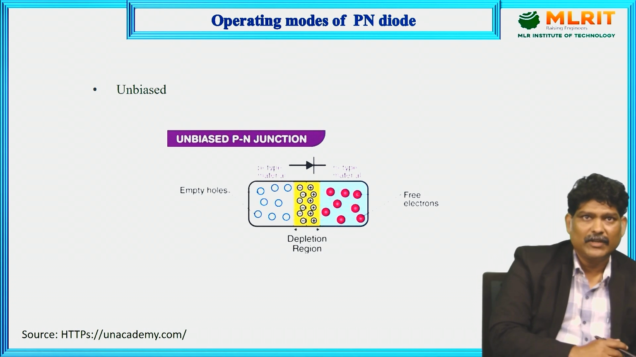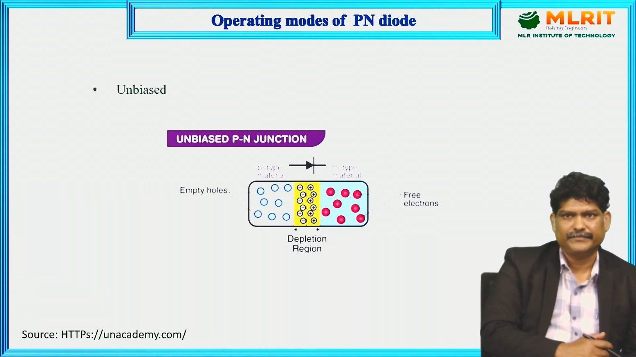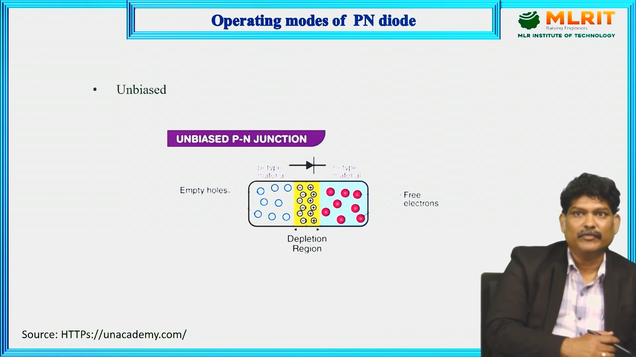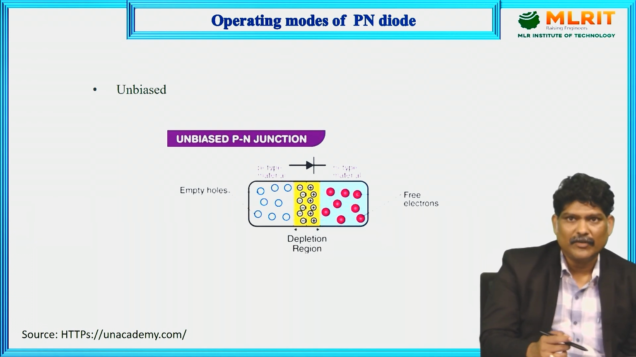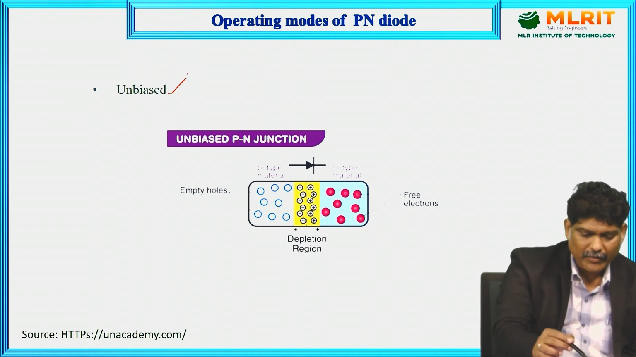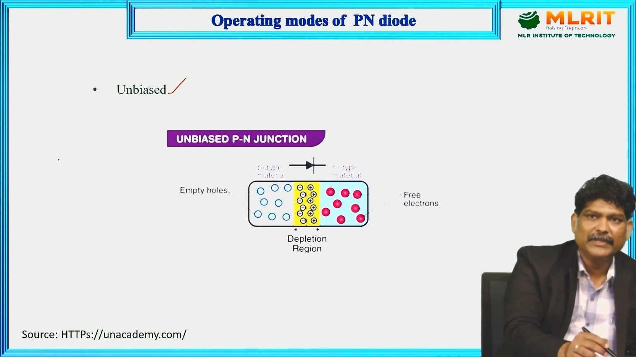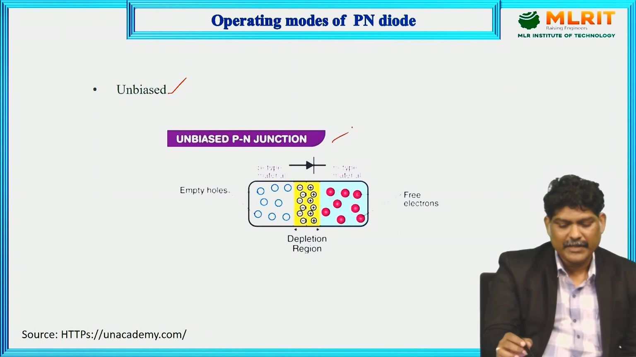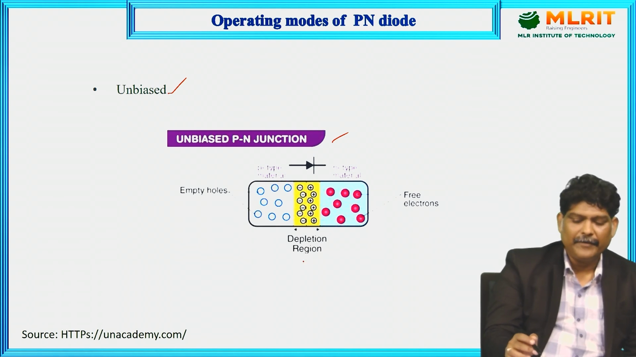The next topic is the operating modes of the PN diode. With the knowledge we have studied so far, we can analyze the operating modes of the PN diode. First, the unbiased PN diode. Biasing means adding external voltage to the PN diode. Unbiased means the depletion width is usually more, because there is no movement of electrons from one side to another side, and in this depletion region there are immobile ions.